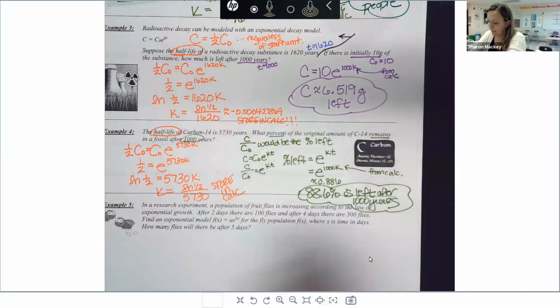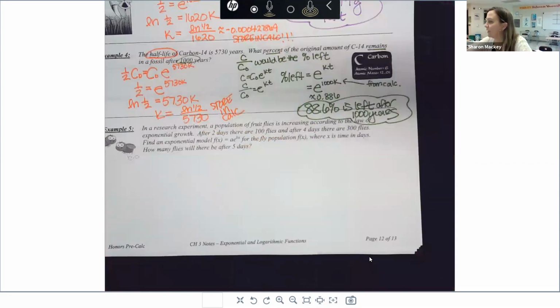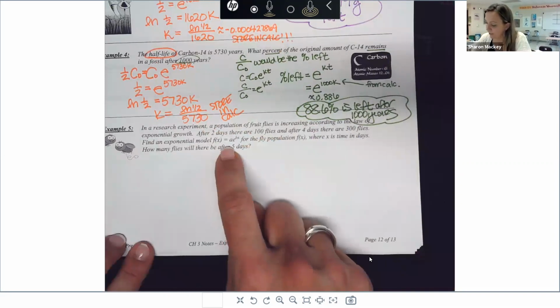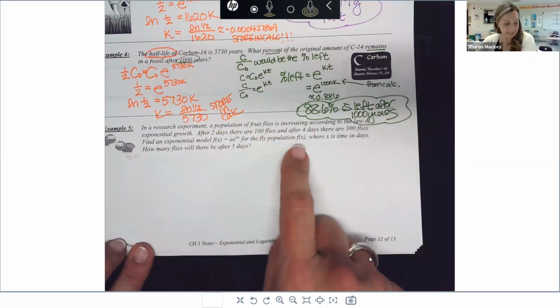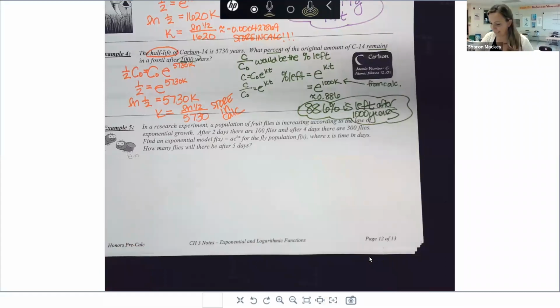Example 5, this one's a little different. This says, in a research experiment, a population of fruit flies is increasing according to the law of exponential growth. After 2 days, there are 100 flies, and after 4 days, there are 300 flies. Find an exponential model. So we're going to use this, f of x equals a times e to the bx, for the fly population f of x, where x is the time in days. And then we'll find out how many flies there will be after 5 days.